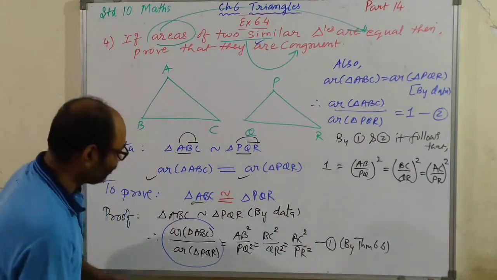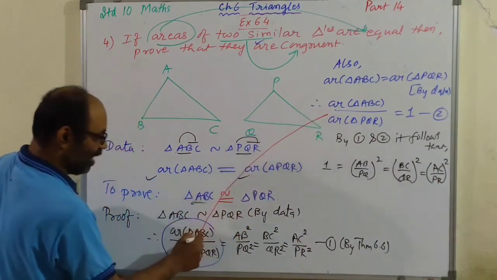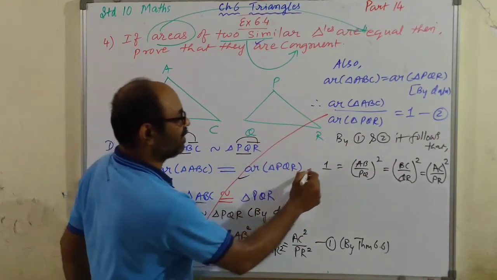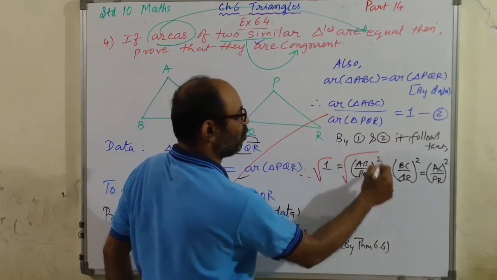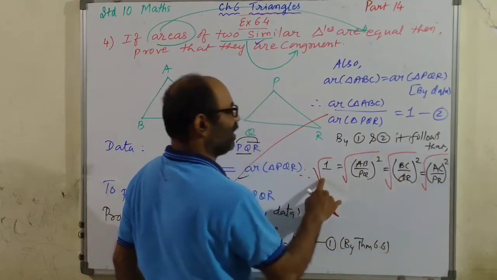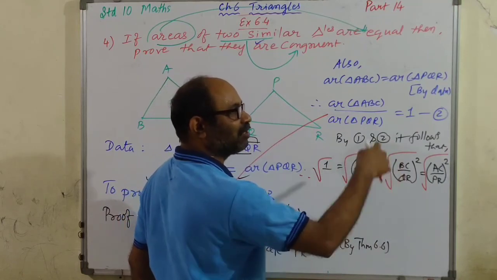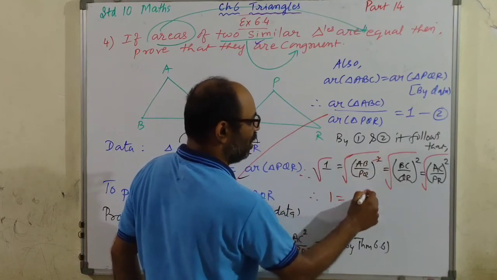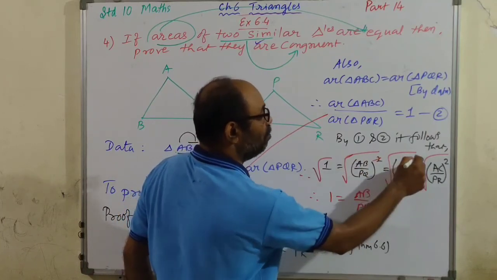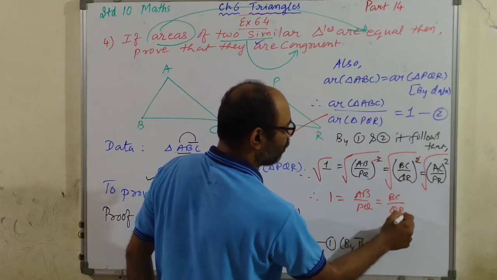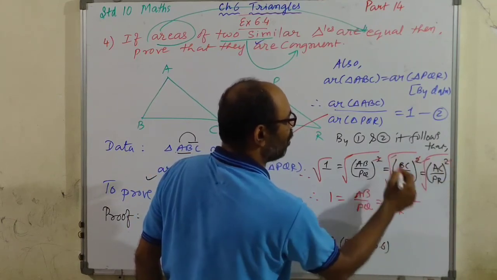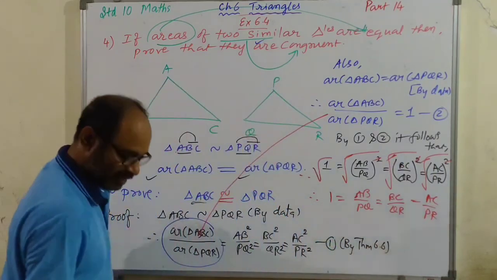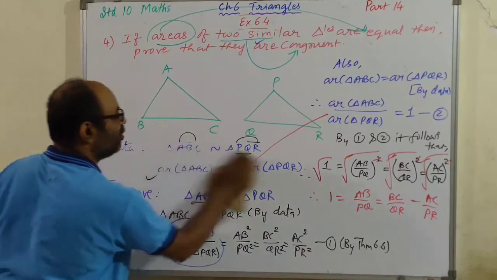Got it, children? I put the value here, and I've written by 1 and 2 it follows that. Now taking square root of each, therefore 1 is equal to AB upon PQ, BC upon QR. Here also the square root is gone, so that is AC upon PR. Now that is interesting.